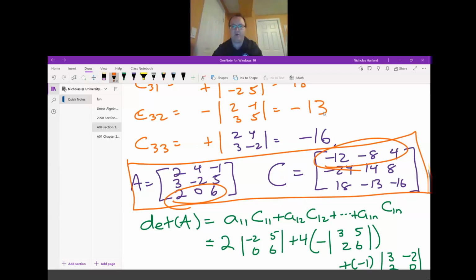So what would happen if we took the entire matrix A times the entire matrix C? Oh, never mind. If we did C, we wouldn't be multiplying by the rows. If we do A times C, we take a row times a column. So I don't really want C. What do I want? I want C transpose. Okay, so what would A times C transpose look like?